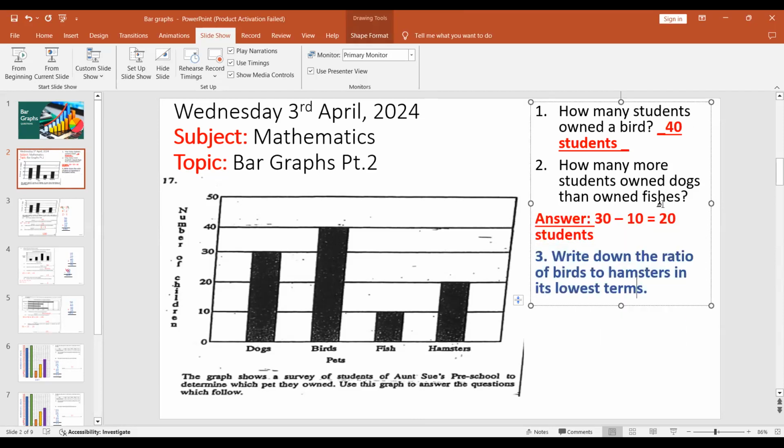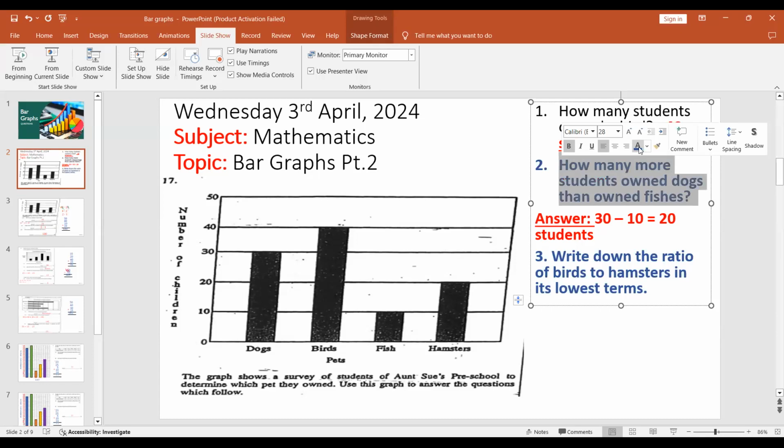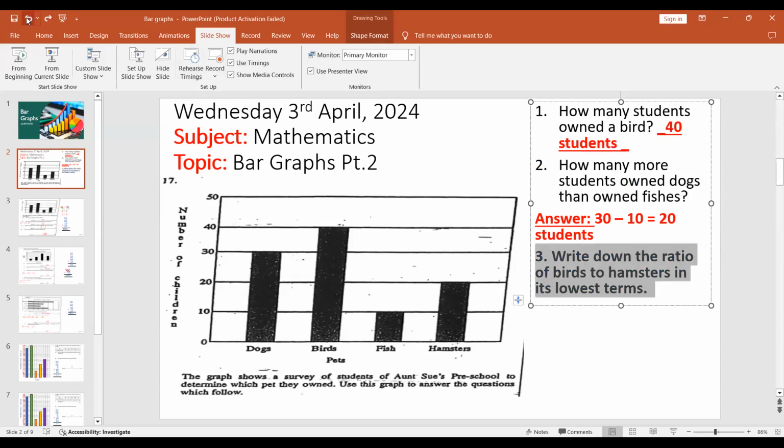So we want to write the ratio of... let me just leave it like that. I'm just going to keep it in black. We're going to write down the ratio of birds to hamsters in lowest terms.